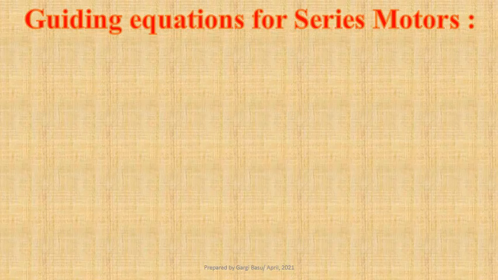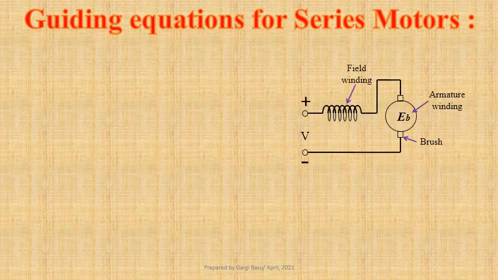Let us first go through the equations we shall use today to solve the numerical problems. In a DC series motor, armature and field windings are connected in series. Therefore, armature current IA equals IAC equals IL, where IAC is the current flowing through the series field winding and IL is the current taken from the DC source.